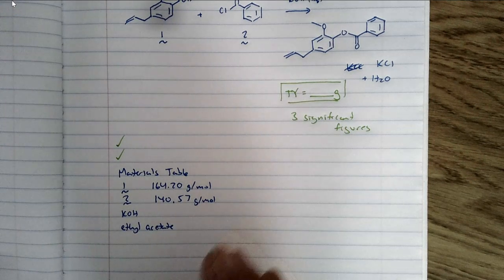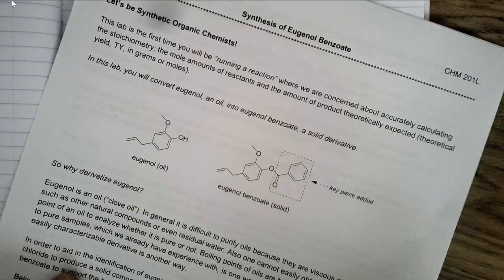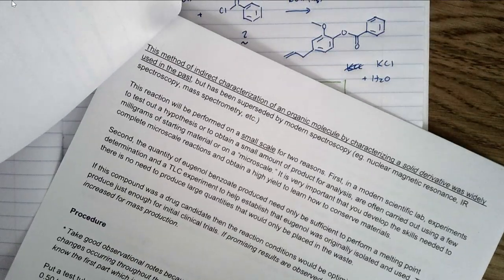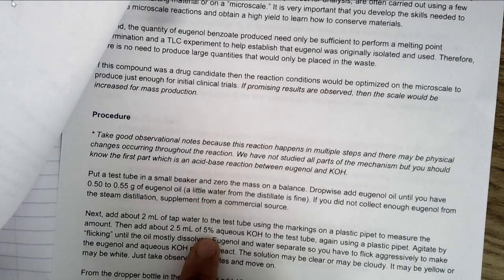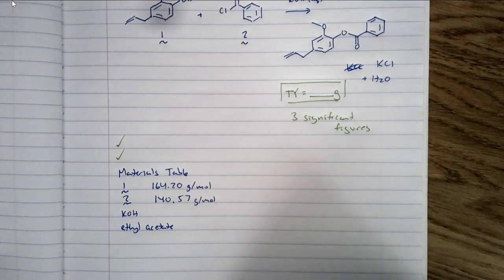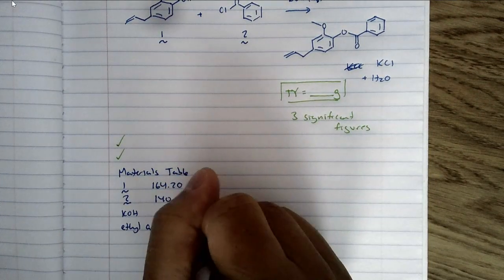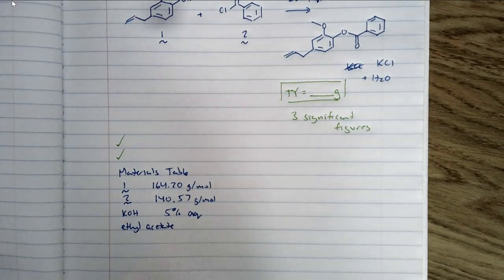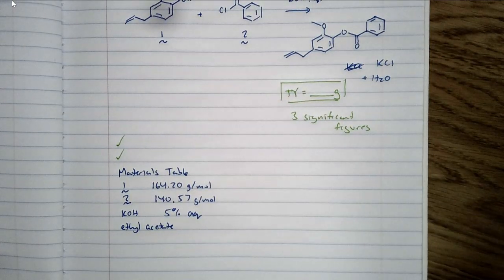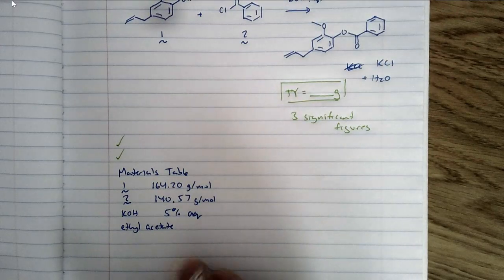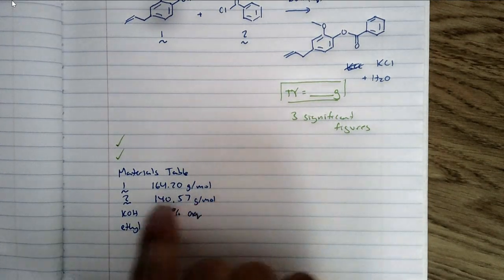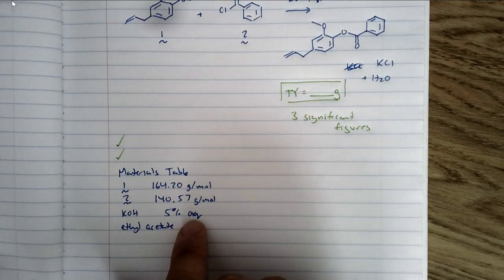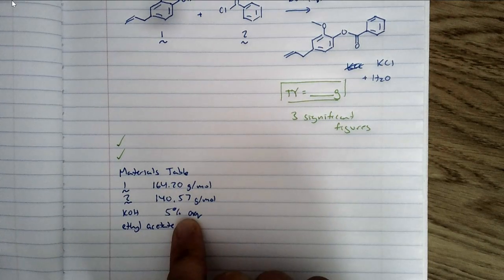KOH, we don't need the molecular weight because we're using a solution that's already pre-made. If that solution has a concentration, I would put it down. See how it says 5% aqueous? Let's put that down. 5% aqueous. And ethyl acetate is the solvent. We don't really need to put the molecular weight. It's not important for us to know the molecular weight of this to get the theoretical yield. So the molecular weight is definitely for the starting material, and the concentration for any solution you're using in the reaction.